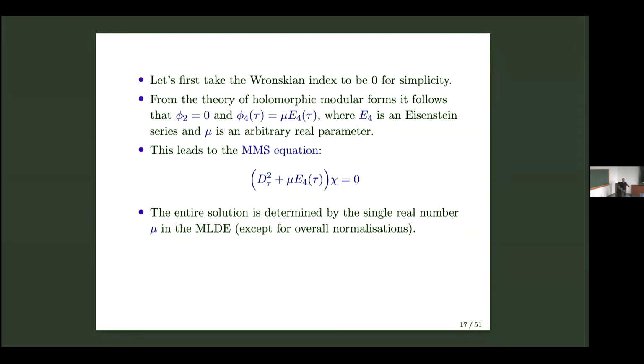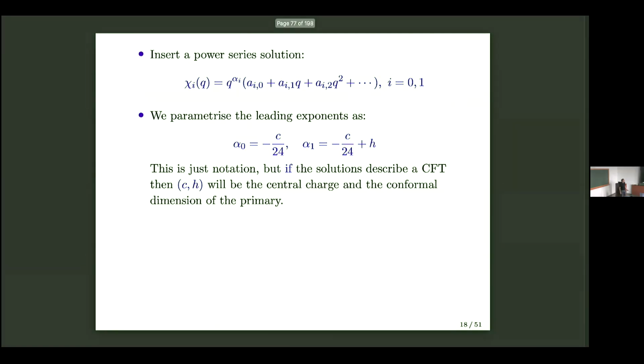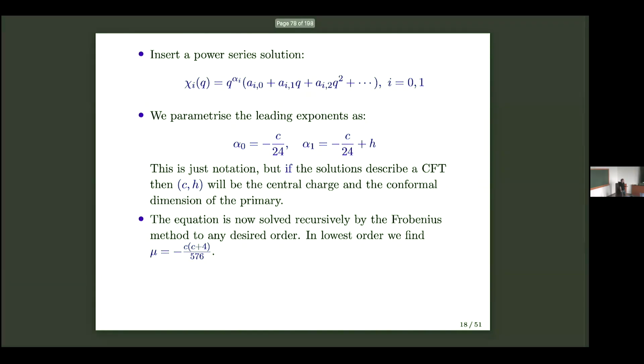So a lot of simplification from what the equation could have been due to modular invariance, and then the choice L equals 0. Okay. Now you insert this solution and you parameterize the leading exponents in this way. And as I said, it's just notation, but if these are CFTs, the characters, then of course that C and H will have the usual meaning. And in lowest order, we find that mu, the parameter of the equation, is just this. We still don't know C.